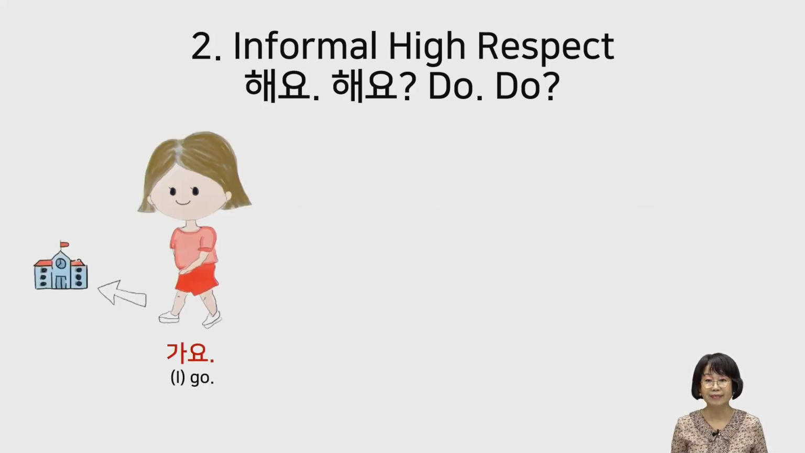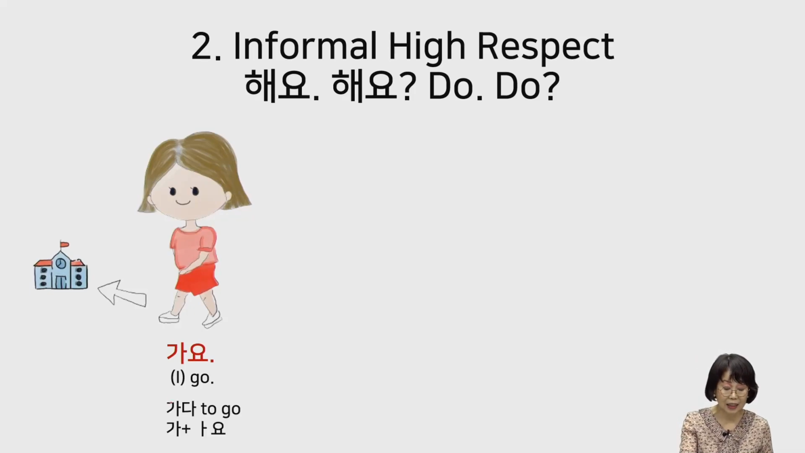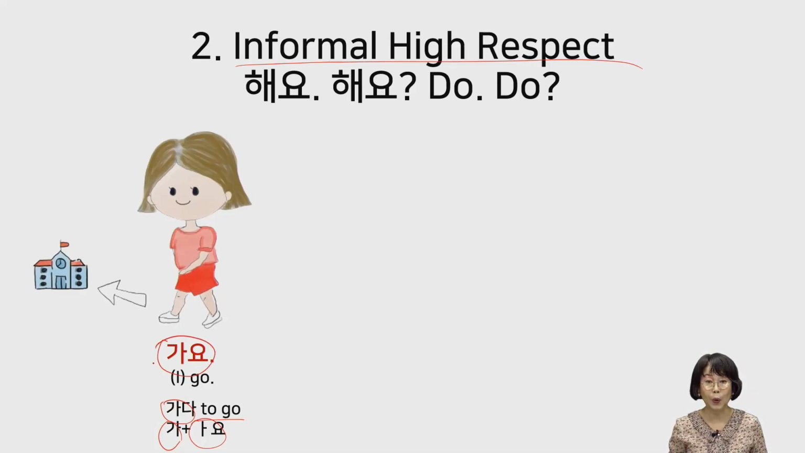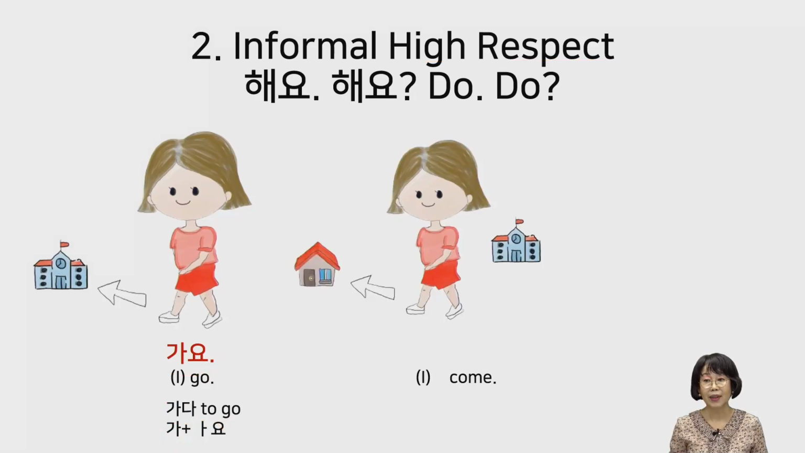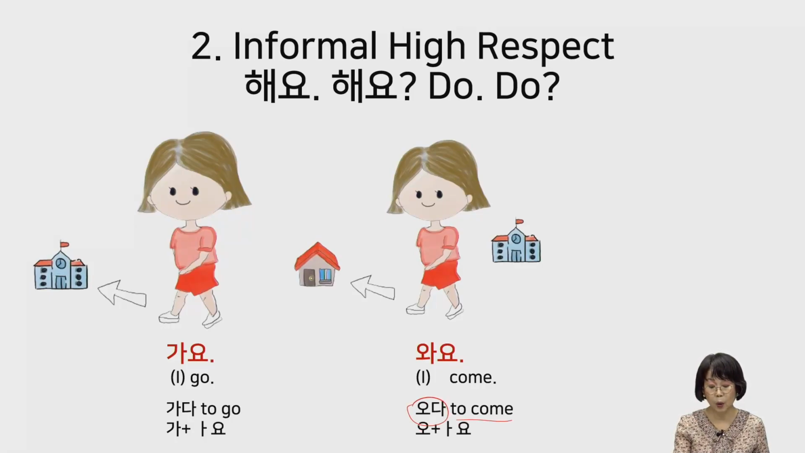I go, 가요. 가다, base form, to go. 가, word stem. 아요, ending of the informal high respect style. 가요. I come, 와요. 오다, base form, to come. 오, word stem. 아요, word ending. 와요, informal high respect.